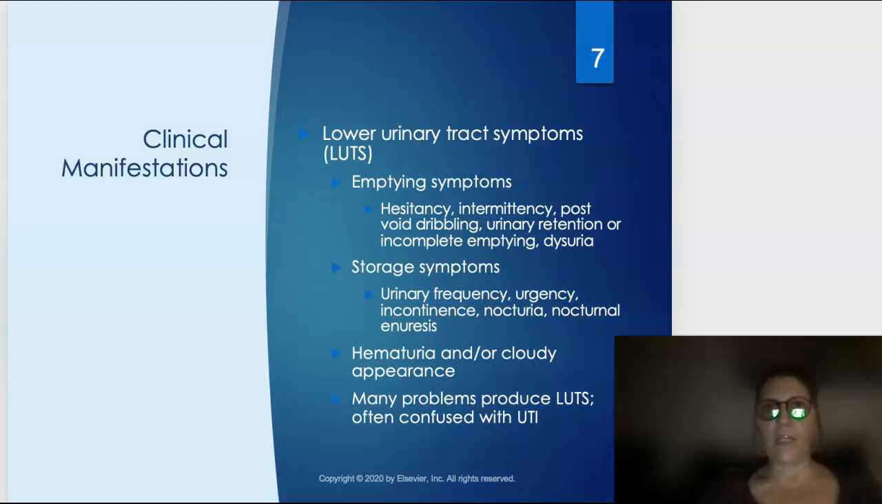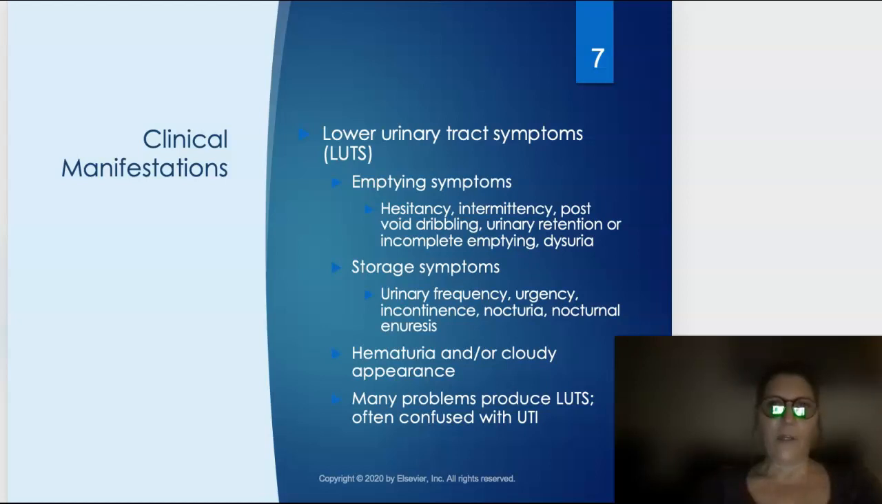So what are we going to see? When we see clinical manifestations, that's when you think of cues. What are the cues that you are going to see in your patients, or that they're going to complain of when they come in? For a lower urinary tract symptom, you're going to see emptying symptoms. They're going to say, I feel like I have to pee, I sit down, I can't really pee. Or it's intermittent, or post-void dribbling, urinary retention, or incomplete emptying. I never feel like my bladder's all the way empty. There could be storage symptoms with urinary frequency, urgency, incontinence, nocturia, and enuresis at night. Hematuria or cloudy appearance, so blood or cloudy, the urine should be clear.